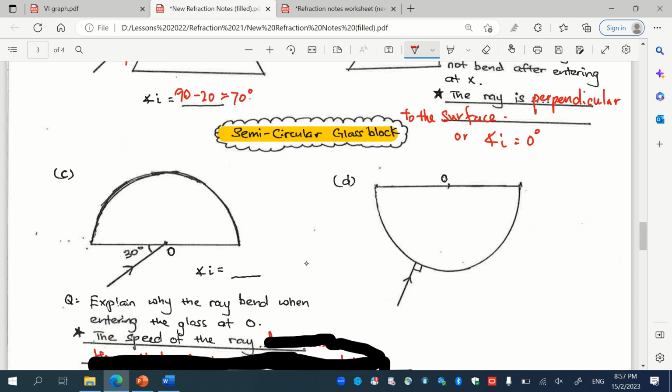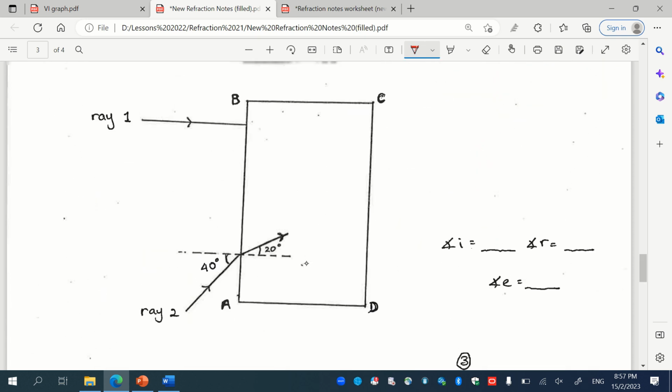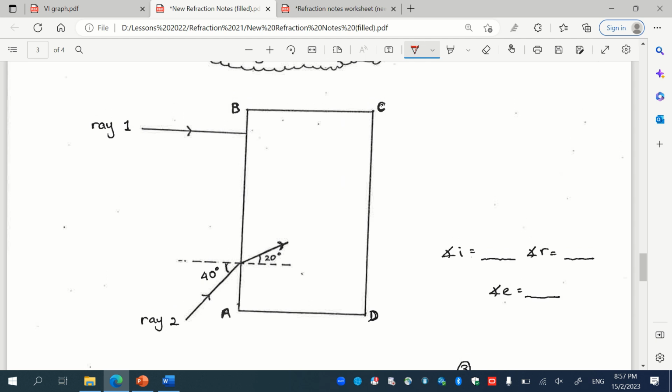Now this one I'm going to skip because it's not in the test. But this one, yes, you have to know.